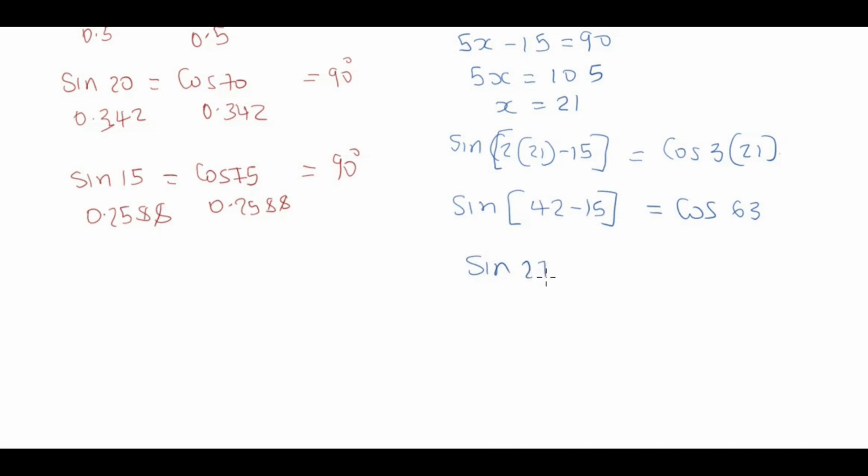Sine 27 is equal to cos 63, and it's correct because 27 plus 63 is equal to 90. So our answer is correct.